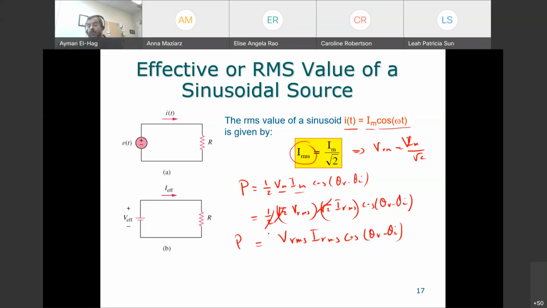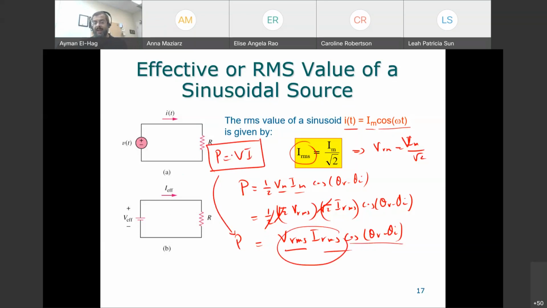P is equal to, there is no 1/2. And here this RMS value, remember in DC, P is equal to V times I. There is no half. Same thing here, there is no half. There is only the cosine function. And we will see that we will end up having the same as this formula in certain conditions. I will come to that in the coming slide. But this is the formula that we use in power.